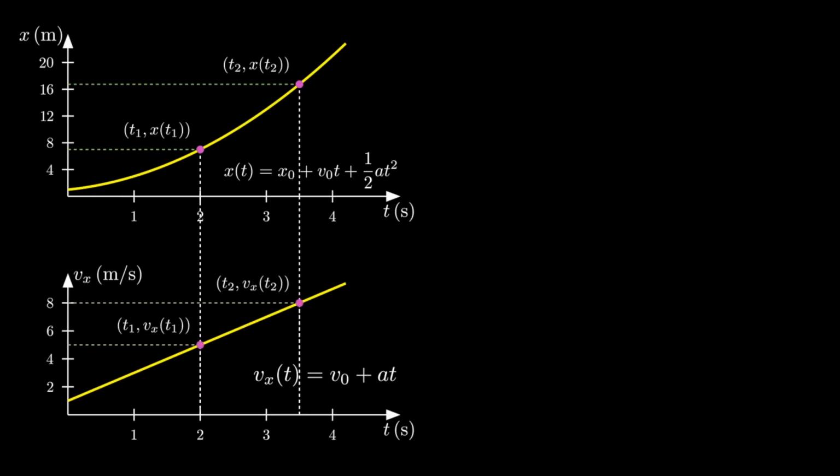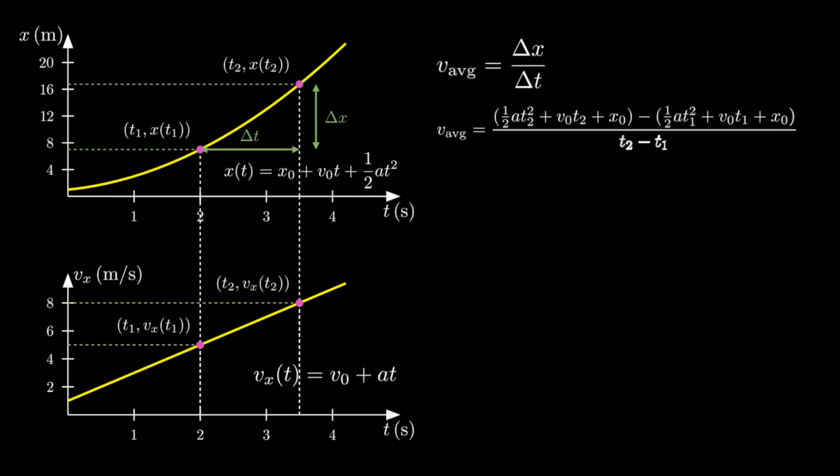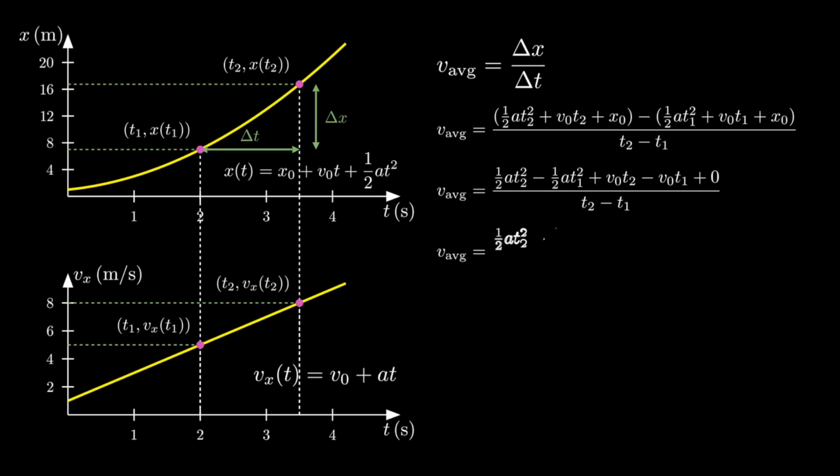If we take the definition of average velocity as a change in position over a change in time and substitute the position equation into this, we get the following expression. Rearranging the terms a little, you see that the two x0's cancel out. Use the difference of squares formula to factor the squared times associated with the acceleration. Now, a factor of t2 minus t1 can be cancelled out of the equation, leaving us with 1/2 a times (t2 plus t1) plus v0.